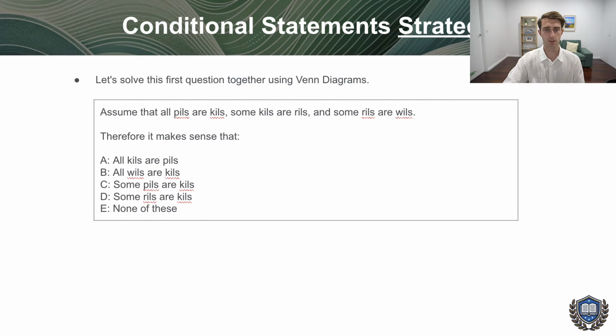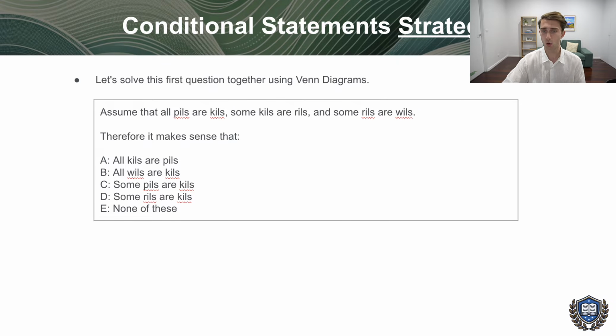So if we go back to this question here, it says, assume that all pills are kills, some kills are rills, and some rills are wills. Now you can see there's 3 different relationships. All pills are kills, some kills are rills, and some rills are wills. So let's plot that out with a Venn diagram.